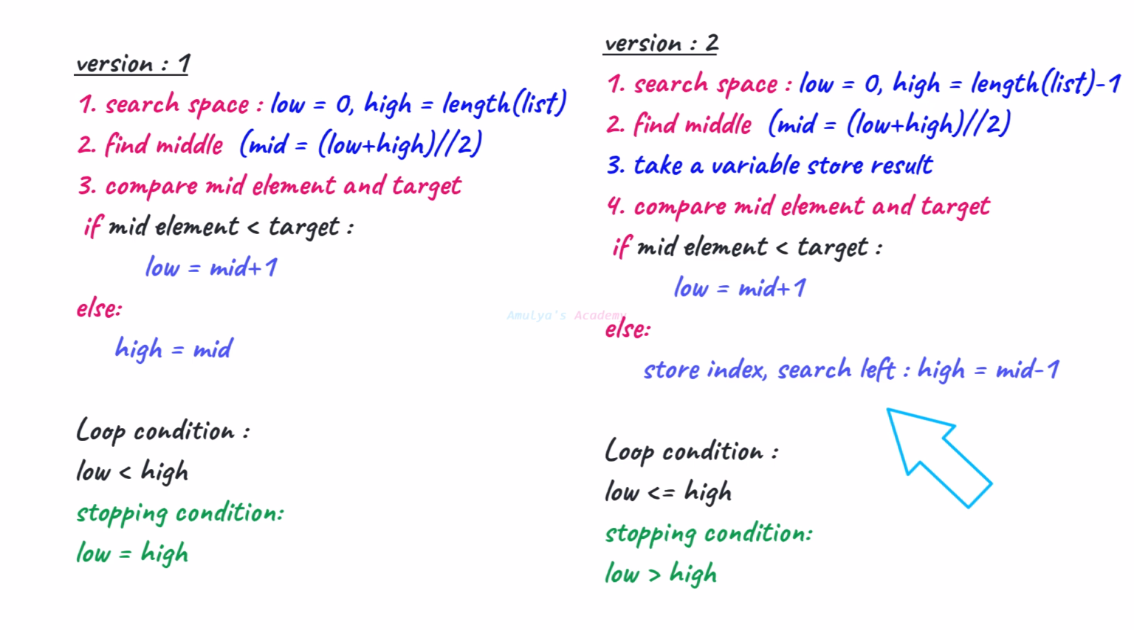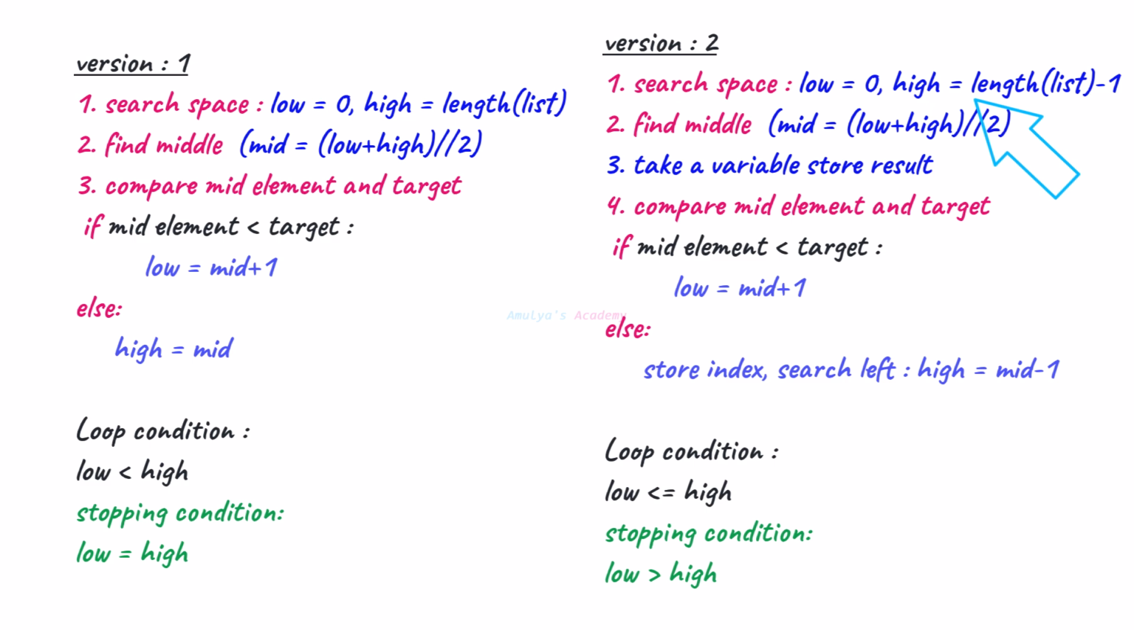First version, in the previous version, we won't take any variable to store the result, but here we'll use a variable to store the result. And in the previous version, initially we'll take high equal to length of list. Here we'll take high equal to length of list minus 1. That is because in the previous version, by setting high equal to length of list, we can handle the case where all elements greater than target element gracefully.